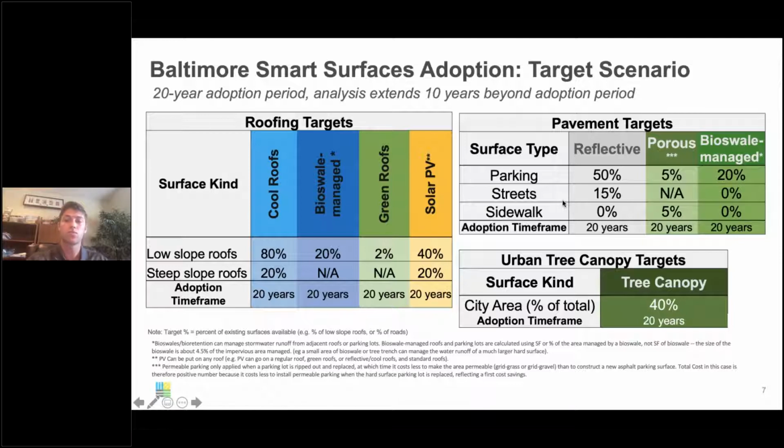But these targets all reflect Baltimore's own initiatives, Baltimore's own objectives, whether it's finance, climate, job creation, as well as the input of local Baltimore NGOs. We've laid out a path for what seems like a feasible yet ambitious future for what Baltimore has in store in terms of smart surface adoption.